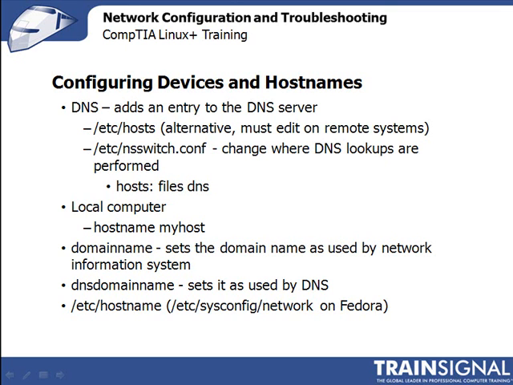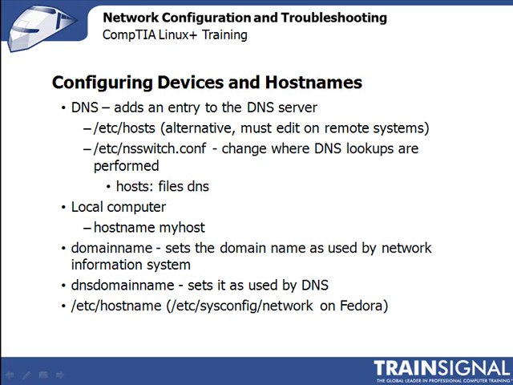If you want to set your domain name, you use the command domainname. Now this sets the domain name as used by the Network Information System, or NIS. dnsdomainname, by contrast, sets the domain name used by DNS. Both of these commands, though, can also be used to display your current domain name. Most distributions will look at the file /etc/hostname first to figure out how to set the hostname. So any changes that you wish to be permanent have to be made to that file. On our Fedora test system, that file is /etc/sysconfig/network instead.